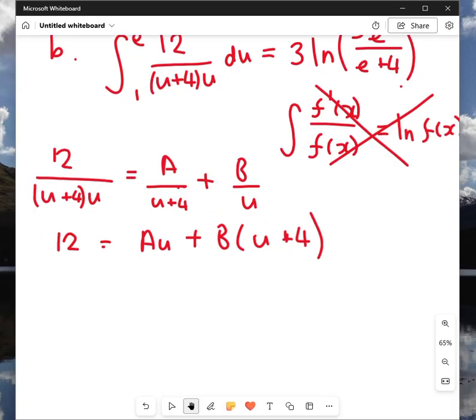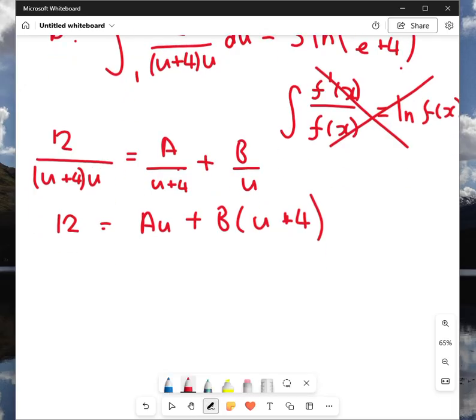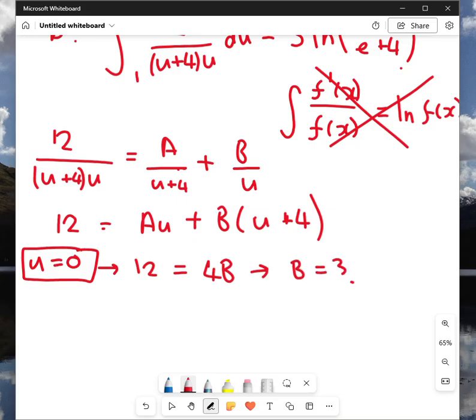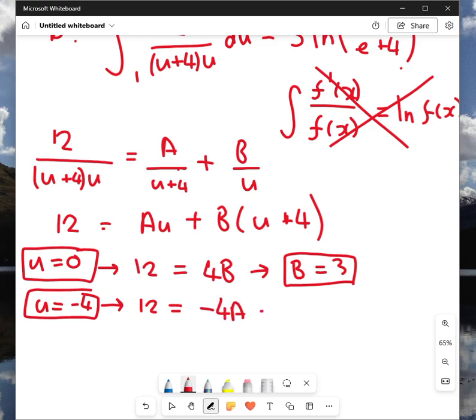So now let's get our values here. I'm going to first of all make u equal 0 to eliminate my A term. So that'll give me 12 is equal to 4B there. So therefore B must be 3. And then let's make u negative 4. And that would give me 12 is equal to minus 4A, making A minus 3.